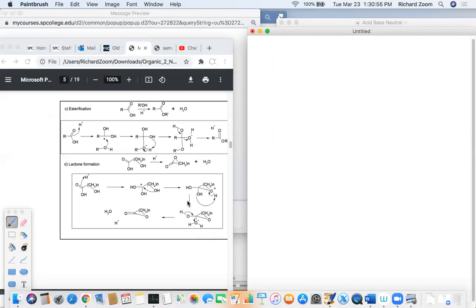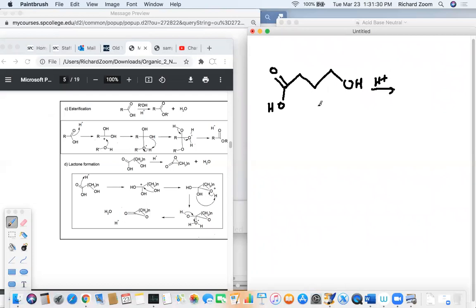A lactone is a cyclic ester. So this was esterification, which involved a separate alcohol reacting with the carboxylic acid. Here, the difference is that the OH is actually part of the same chain. So what we end up with here is this situation. Let's see, 1, 2, 3, 4. We'll do this one as an example. The only thing on the arrow is H+.